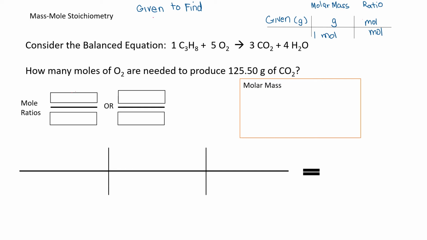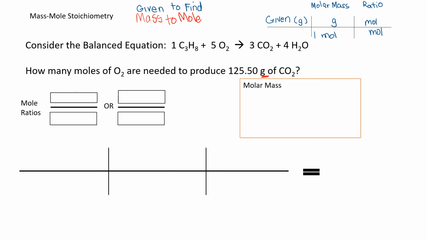How do we know it's a mass to mole? So go ahead and take a look at what your given is. Your given is in grams. So if our given is in grams, the unit is mass. Or I'm sorry, the unit for mass is grams. So we're looking for mass. And then what are they asking us to find? They're asking us to find moles. So this is a mass to mole problem. Always start with the given and then end up with what you want to find.